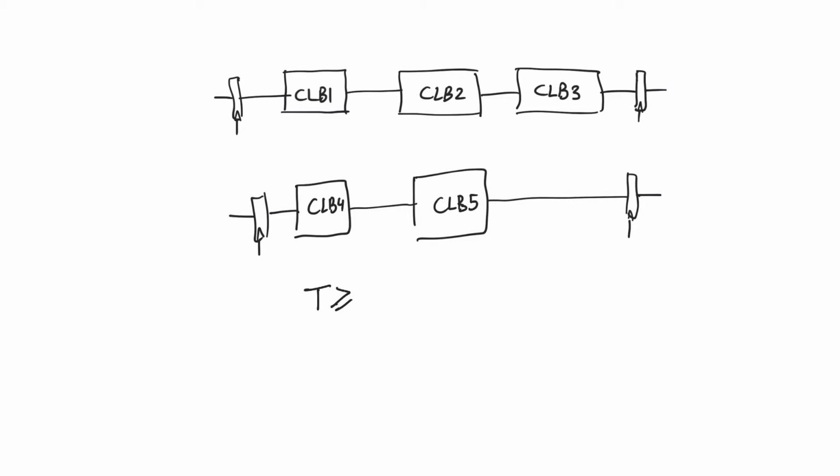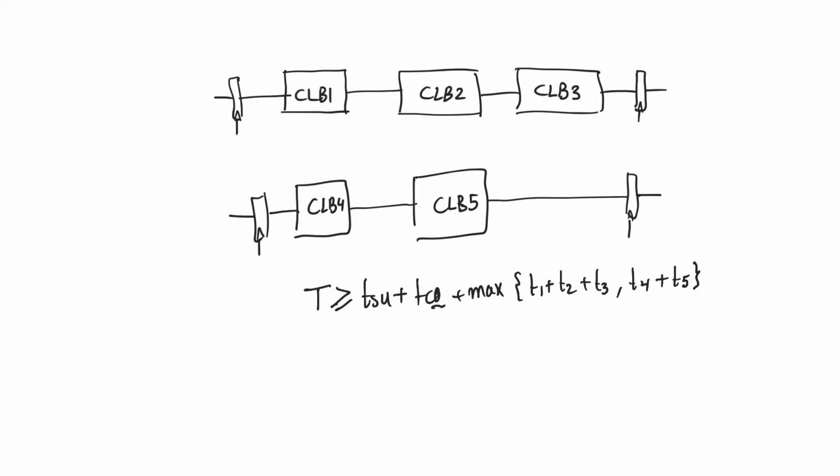So our critical path will be the longer of the two paths, and the operating frequency or the clock period will be greater than or equal to T setup plus TCQ plus whichever is bigger of T1 plus T2 plus T3 and T4 plus T5. Now, what if the clock period here is too long, meaning that the operating frequency is too low, and we want to increase the operating frequency of this circuit?